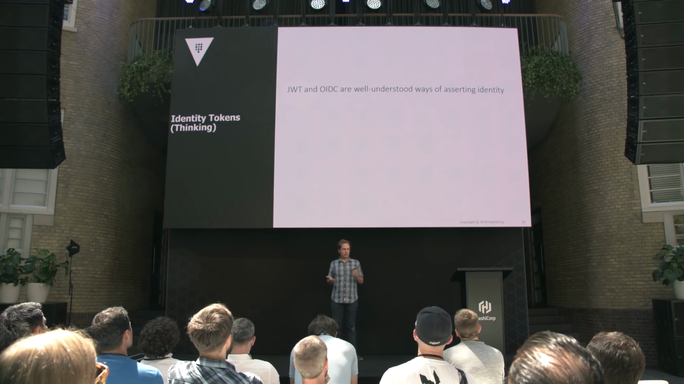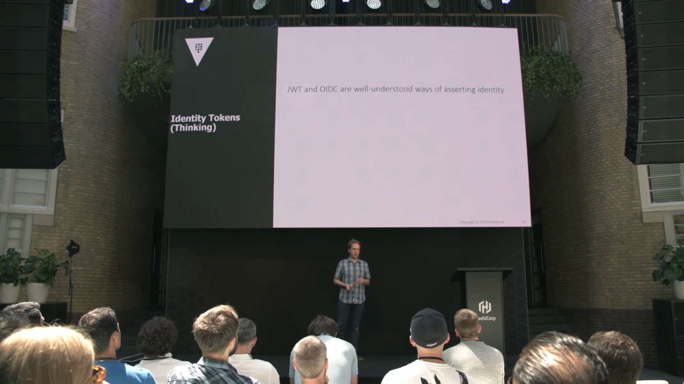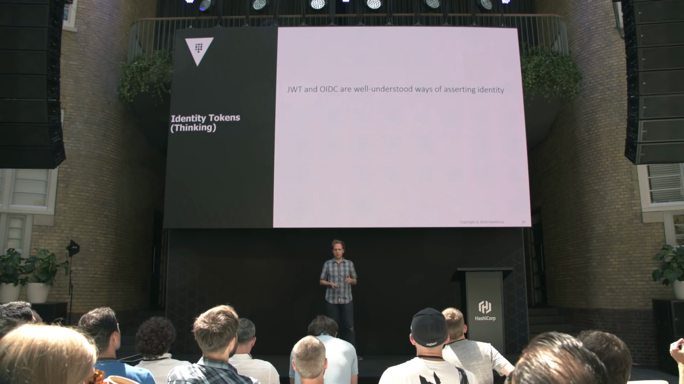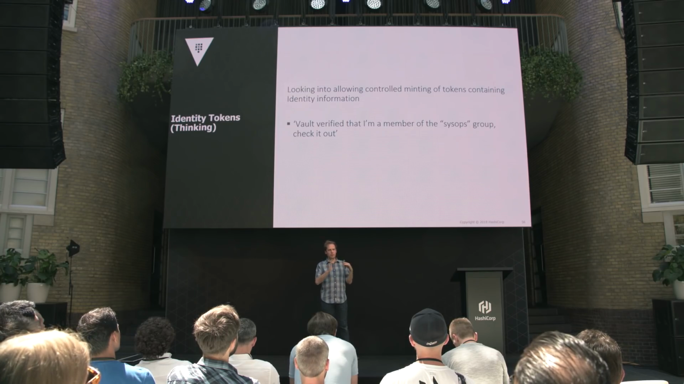We have things that exist out there called JOTs and OIDC. They're fairly well understood ways of asserting identity. They're signed. They can have expiration times. They can have start times. They can do all these nice things. And so another thing that we're thinking of is, can we allow controlled minting of tokens to contain identity information, right? So essentially, Vault sort of becomes a proxy.